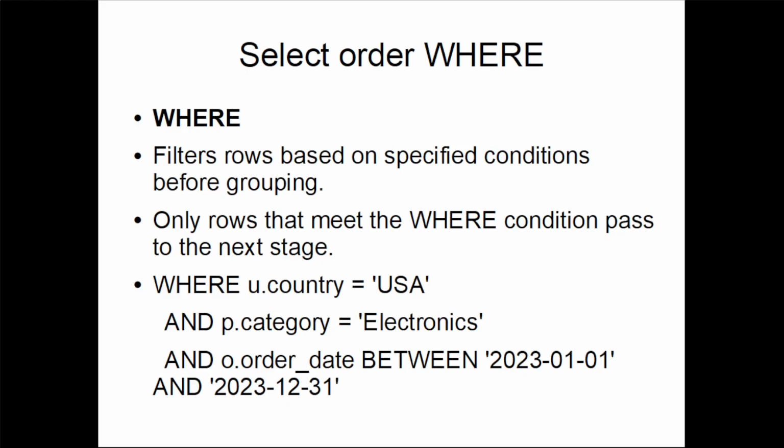This distinction is crucial, as it is a common source of errors. To make your WHERE clauses effective, consider these tips. Write conditions that eliminate as many irrelevant rows as possible. Use AND, OR, and parentheses to ensure your logic is clear. For example, WHERE (u.country = 'USA' OR u.country = 'Canada') AND p.category = 'Electronics' groups conditions correctly.